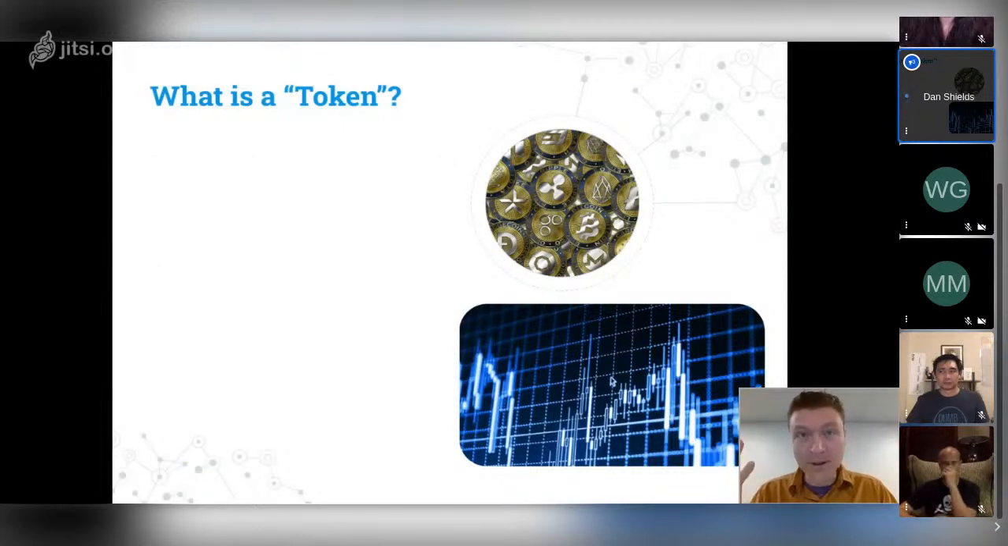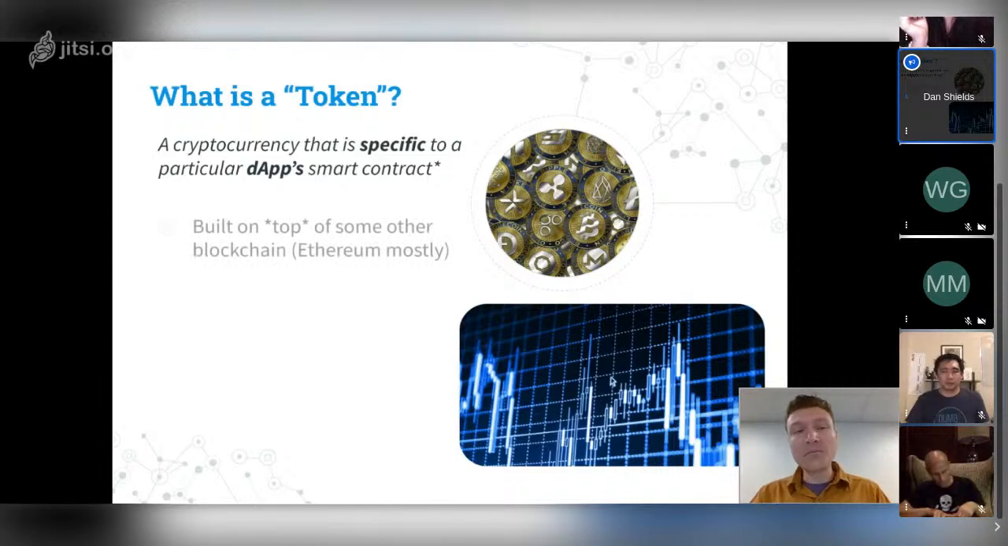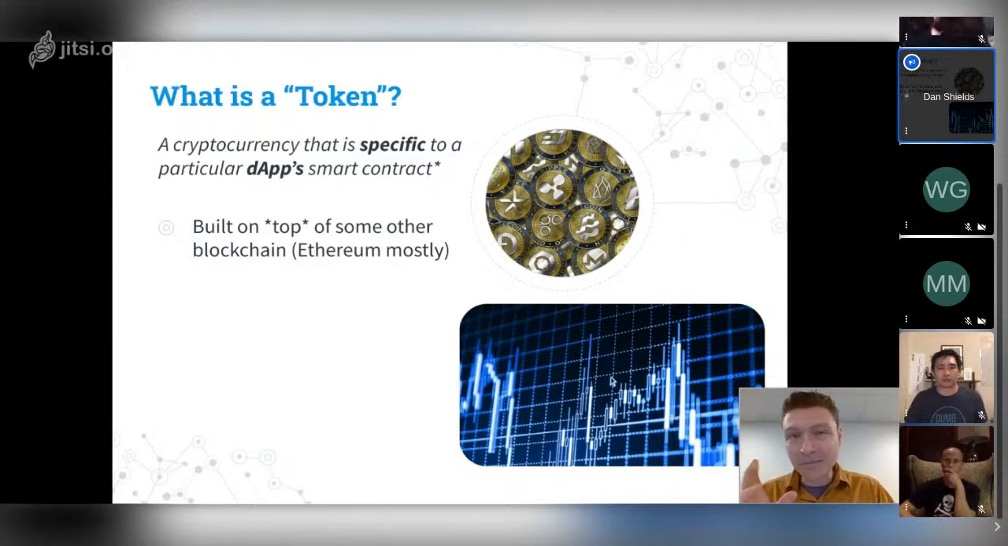Then tokens, right? We've all probably heard of these if you're in the crypto space at all. So what really are these things? It's a cryptocurrency that is specific to a particular decentralized application, or dApp's smart contract. These are built on top of some other blockchain. And it's been mentioned a few times before, but the Ethereum blockchain is where almost all of these tokens are living, or at least the ones that you hear about, and I'll talk about that a little bit later.